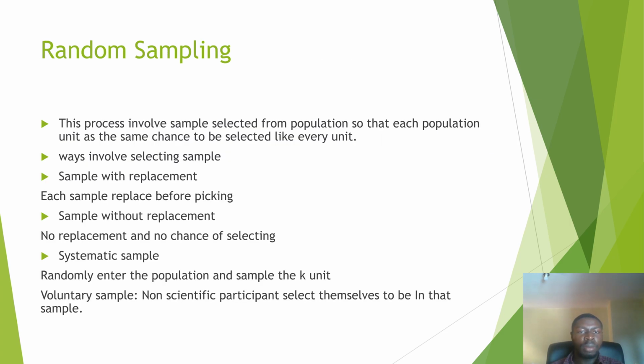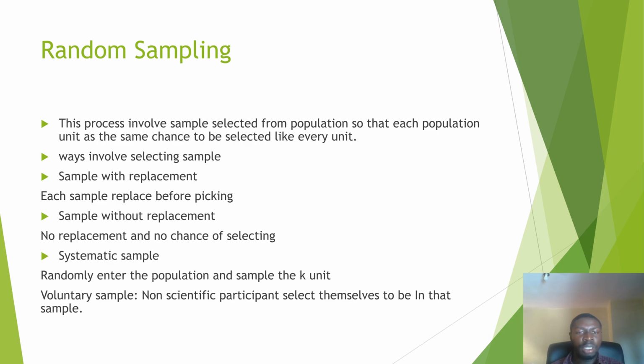So random sampling is the process of selecting a sample from a population so that each population unit has the same chance to be selected. So there's no partiality here. Each population unit has a chance to be selected.